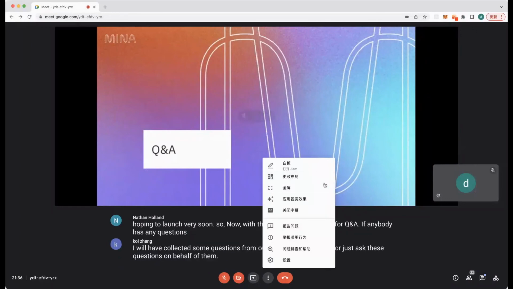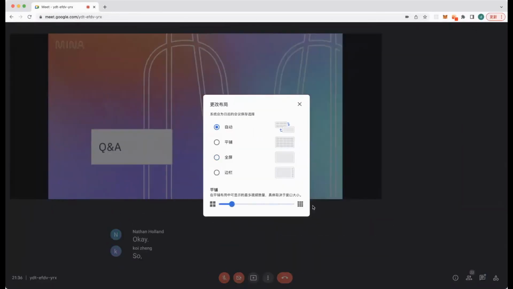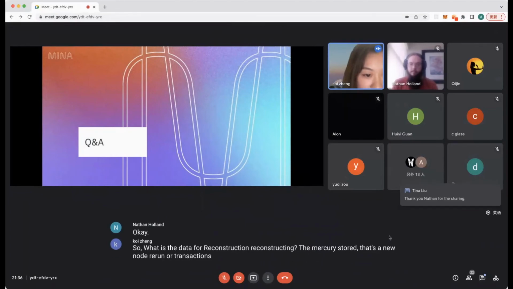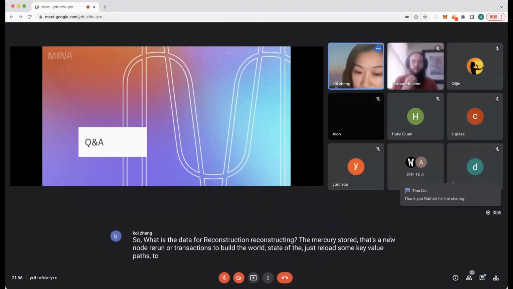Okay. So, what is the data for reconstructing the Merkle tree stored? Does a new node rerun all transactions to build the world state, or do they just reload some key value paths to rebuild the tree?